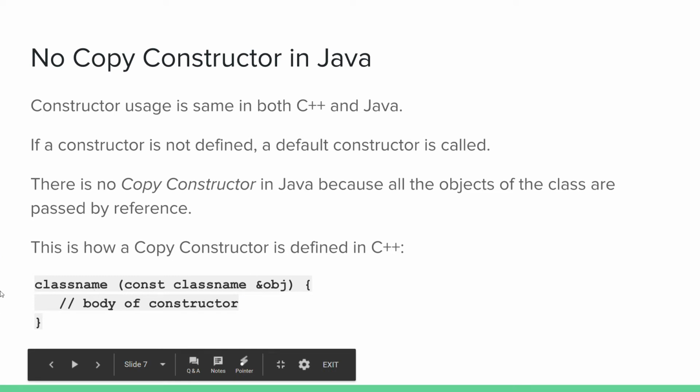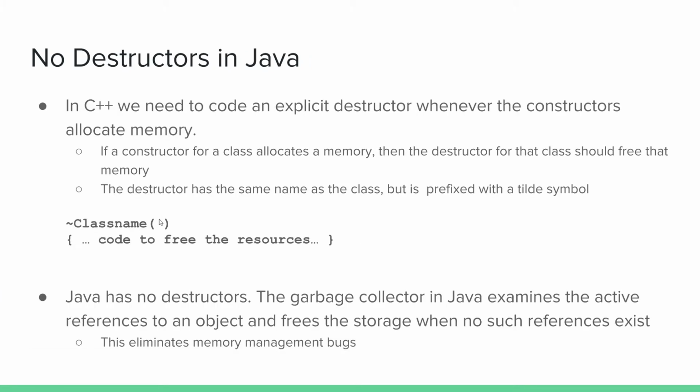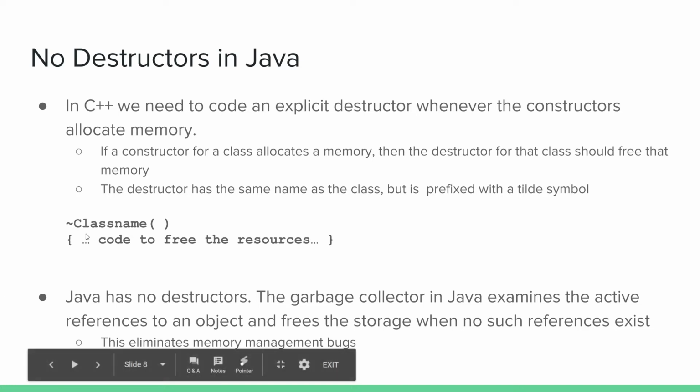And next we'll move on to no destructors in Java. So in C++ we need to code an explicit destructor whenever the constructors allocate memory. If a constructor for a class allocates memory, then the destructor for that class should free that memory. The destructor has the same name as the class but is prefixed with a tilde symbol like this. So you have to manually write the code to free the resources in C++.